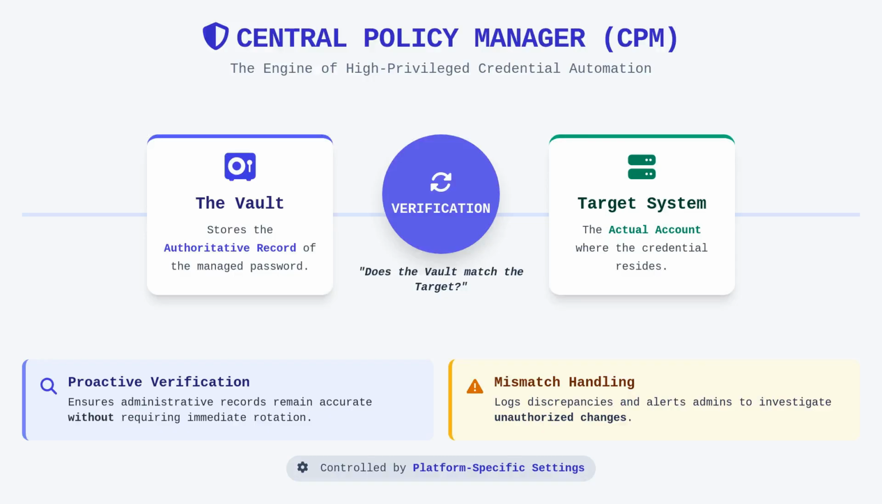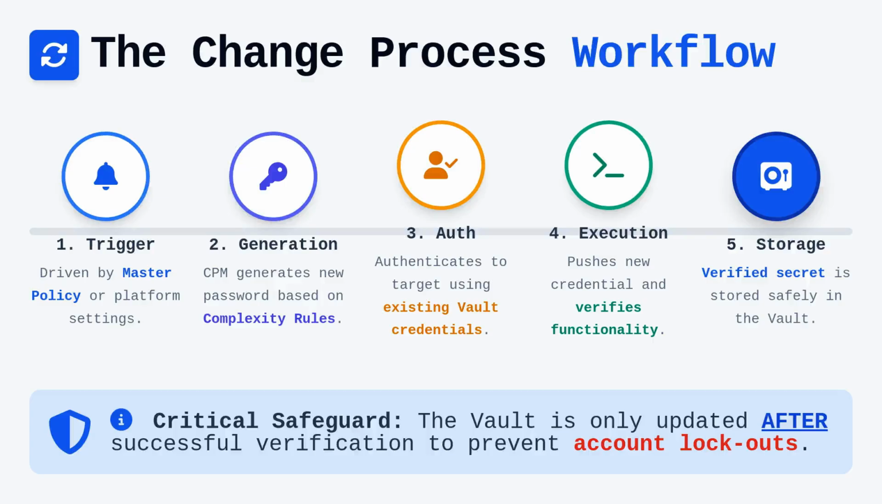The change process is the more aggressive counterpart to verification, designed to refresh secrets according to the security policies defined in the master policy or platform-specific settings. When a change is triggered, the CPM generates a new password based on the complexity rules defined in the platform configuration and attempts to push this new credential to the target device. This transition is not always linear, as the CPM must first successfully authenticate to the target using the existing credentials stored in the vault before it can apply the change.